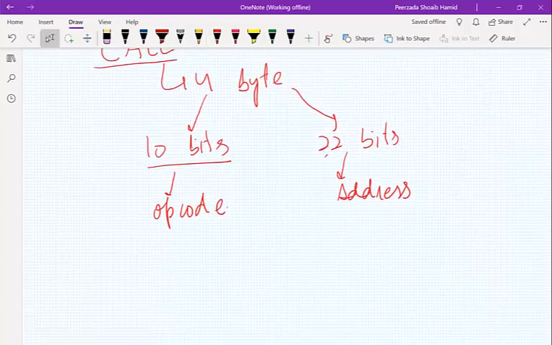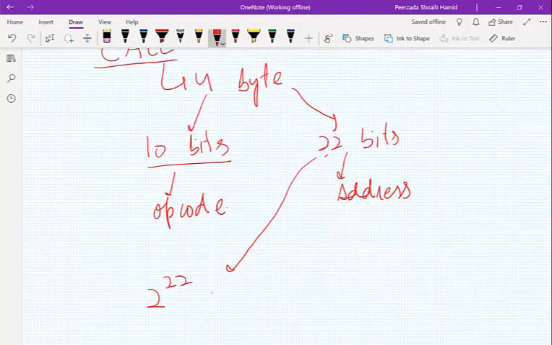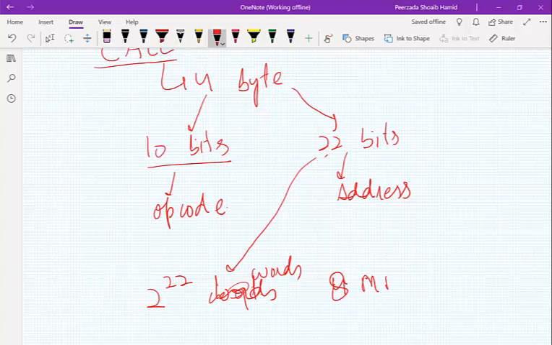So the address of the target subroutine can be anywhere in 2 raised to power 22 words of address space, that means 4 mega words, since it's word addressable. So 2 to the 22 multiplied by 2 means 8 megabytes of memory. Anywhere in the 8 megabyte memory space we can have the target address.